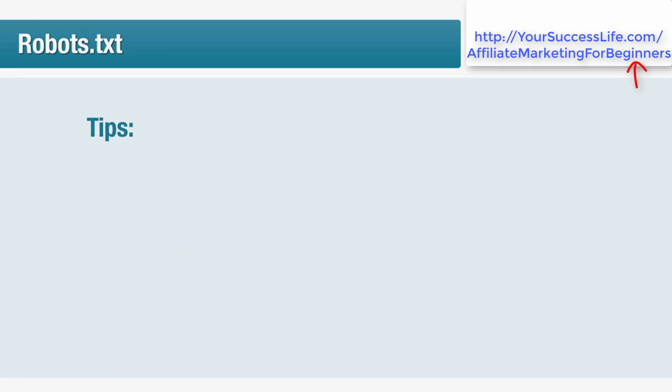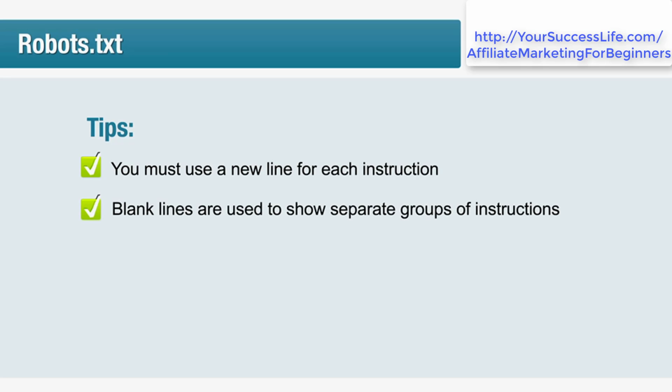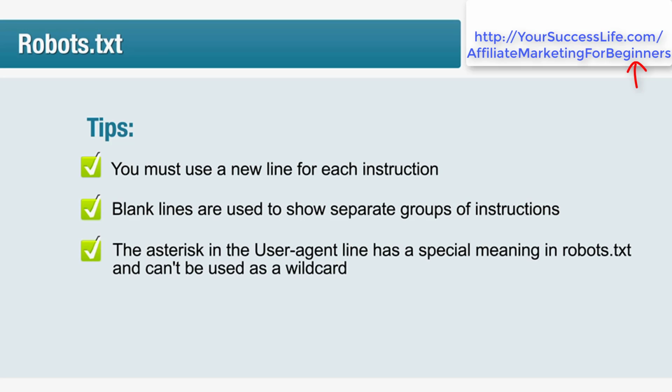Here's some tips. You must use a new line for each instruction. Blank lines are used to show separate groups of instructions, as in the last example. The asterisk in the user agent line has a special meaning in robots.txt and can't be used as a wildcard in other places. If you wanted to disallow all GIF images on your website, you couldn't just go disallow asterisk GIF.